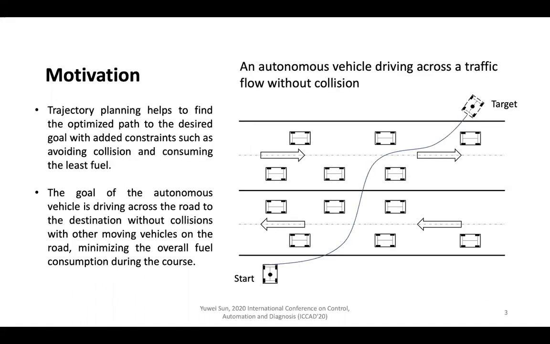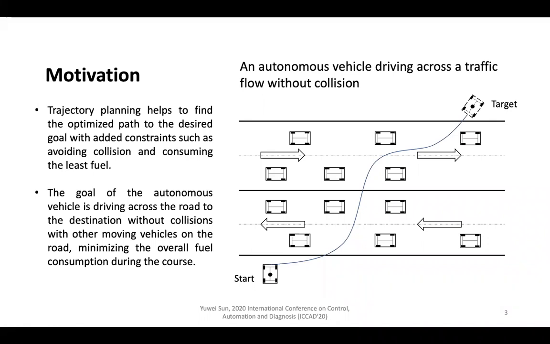To begin, I'd like to share with you the scenario of an autonomous vehicle driving across a traffic flow without collision. The trajectory planning allows to find the optimized path to the desired goal. There have been a lot of researches on the vehicle driving along the road while avoiding obstacles using trajectory optimization. However, research on an autonomous vehicle driving across the road with stochastic traffic flows is insufficient.